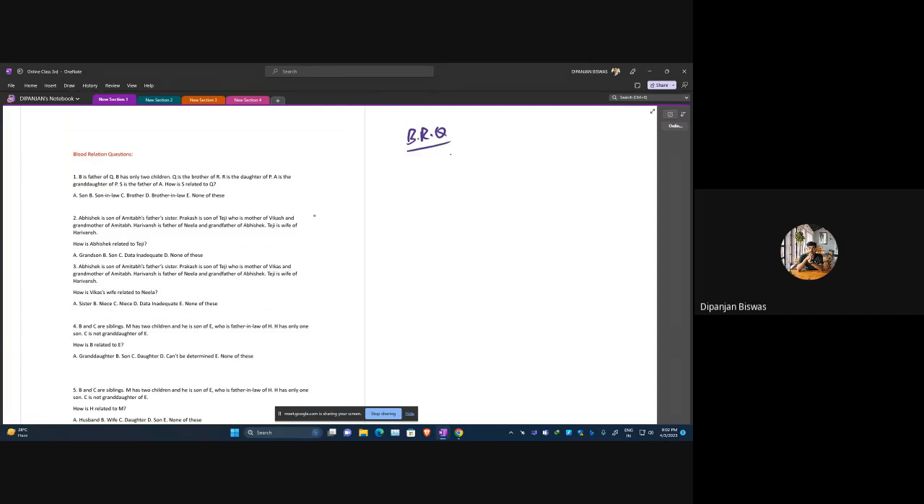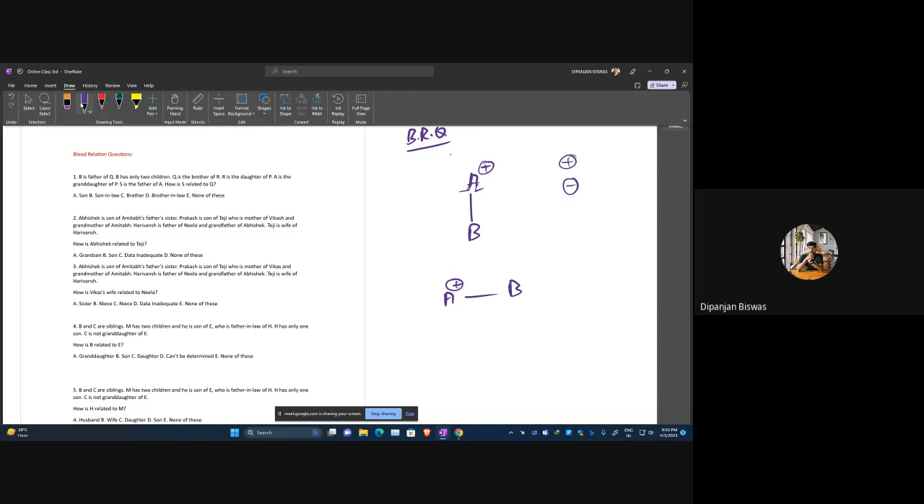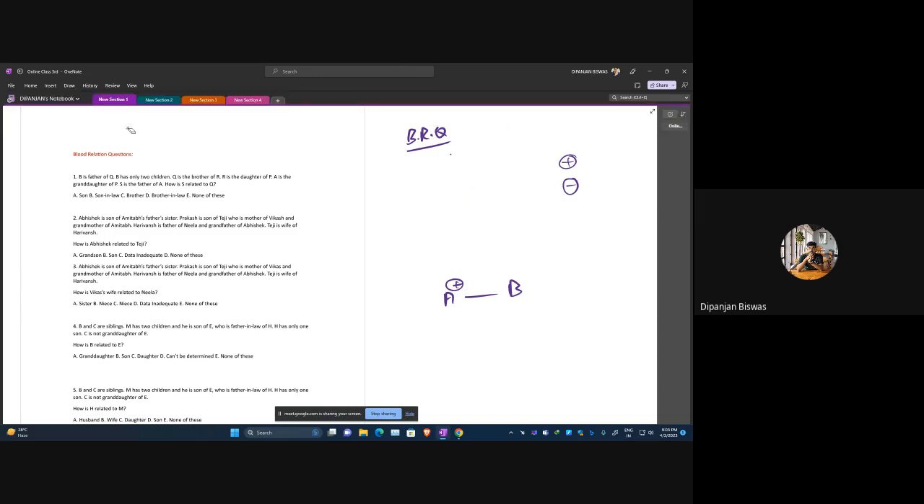Here, you just have to draw the diagram. If we change generations, like A is father of B, we will be moving vertically. And if you are getting relation in same generation, like A is brother of B, we will be moving horizontally. Again, for male, I am taking plus sign, and for female person, we are taking minus sign. Okay. So let me draw the first blood relation diagram, so you can get things clearly.